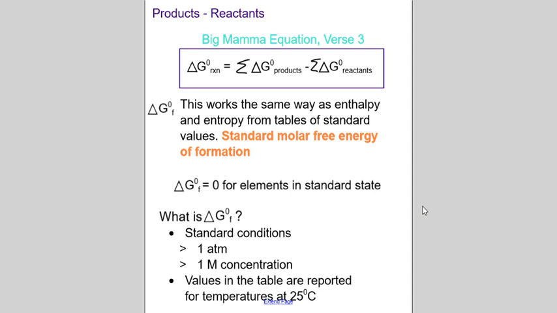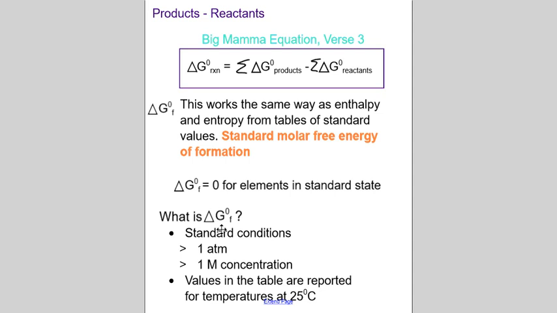So one of the big things here is that just like delta H, standard values for elements in standard state is 0. So delta S is the only one where standard state elements are not going to be equal to 0. Delta G and delta H will both have a 0 value for elements in their standard state.